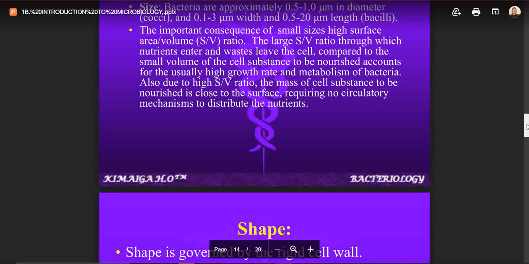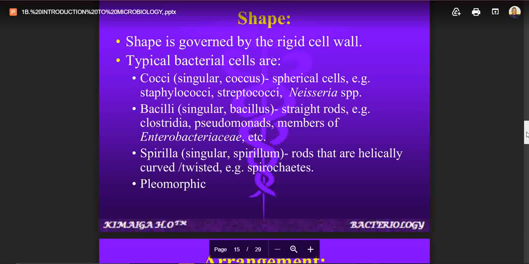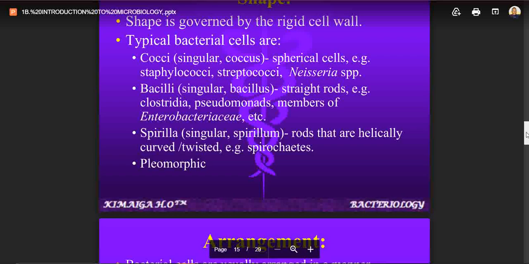Then another thing is shape. Shape is governed by the rigid cell wall. Typical bacterial cells are cocci. Cocci is plural, singular is coccus. These are spherical cells, e.g. Staphylococci, Streptococci, Neisseria species. Then on bacilli, we have Bacillus, Clostridia, Pseudomonas, and members of Enterobacteriaceae.